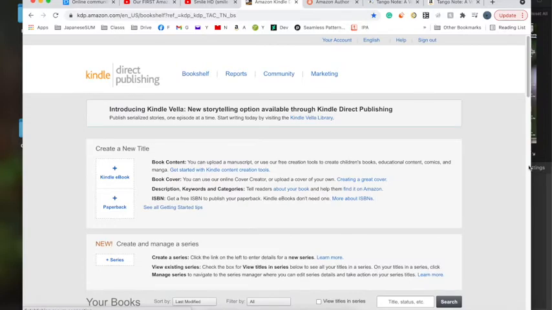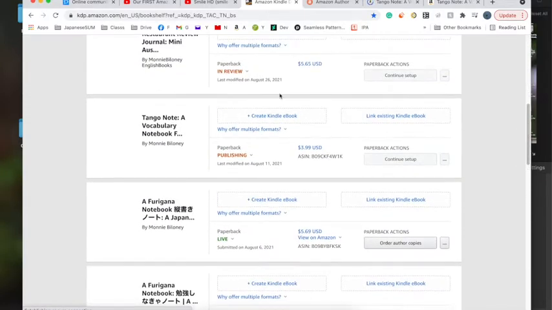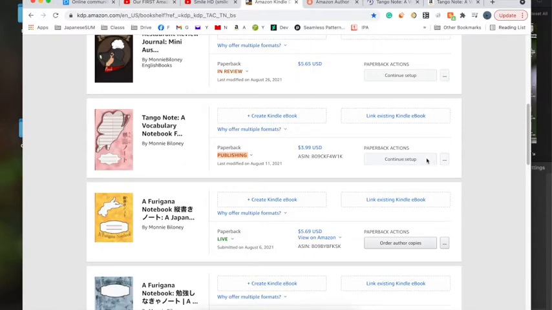Another thing is I managed to get the publishing error for that same book, which I don't fully understand what it is, but basically sometimes a glitch will happen. Normally your book is either in review or it's live, but every once in a while you get a publishing error. So my Tango Noto is in publishing, which means that the book is live, you're getting money for it, but you cannot edit this book. It is impossible to edit it.